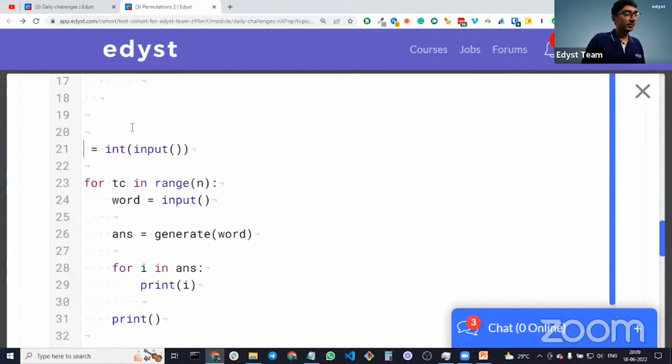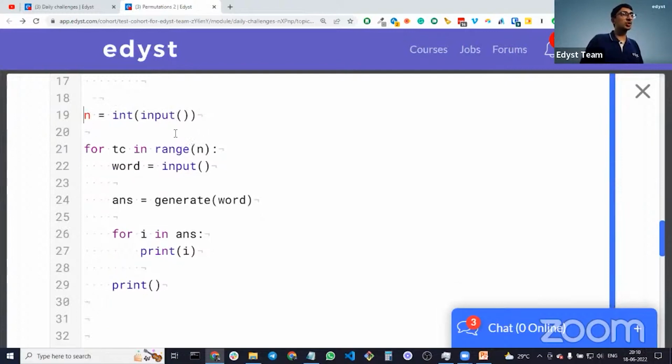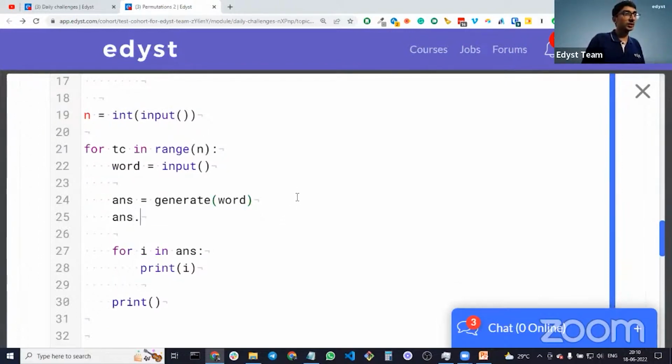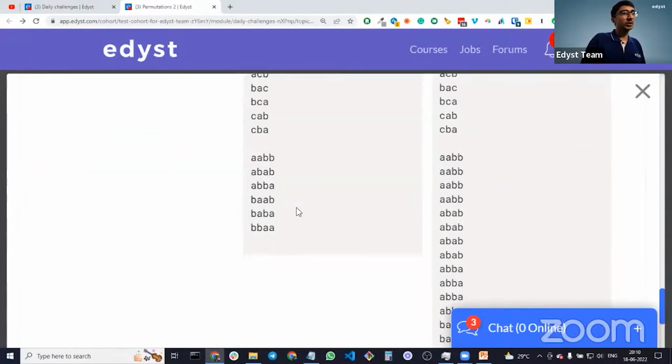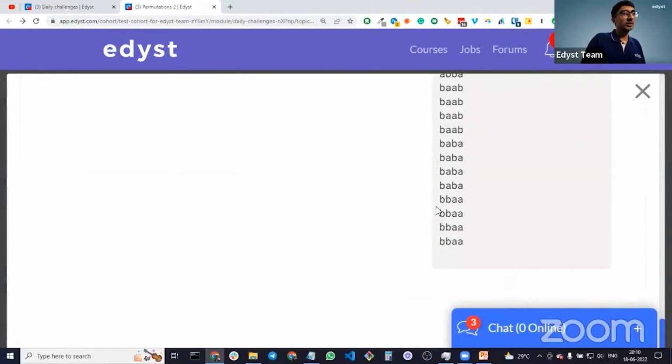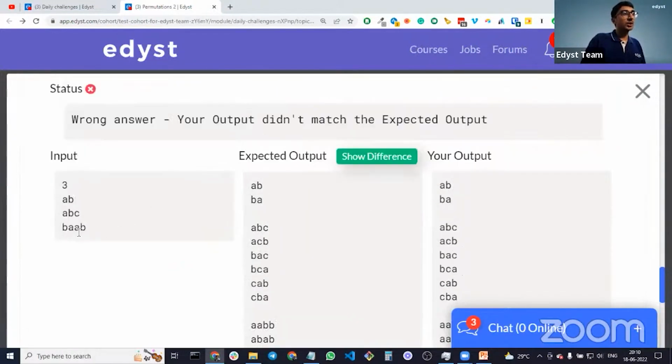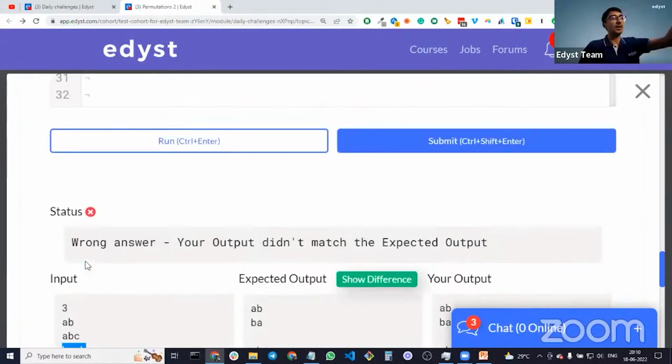Okay, we can do one very simple thing: we can just sort the answer afterwards. So we can always just say answer.sort, and it should ideally work out. No, okay, that is also generating too many. Okay, I got the issue. This is another issue. This is the BAAB, right? So this is repeated elements.